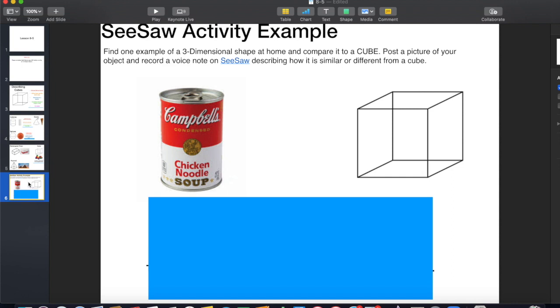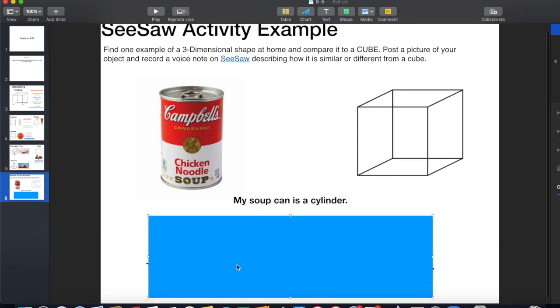Find one example of a 3-dimensional shape at home and compare it to a cube. Post a picture of your object and record a voice note on Seesaw describing how it is similar or different from a cube. So this is going to be your activity today. And if you have to go back and listen to the lesson to hear about the attributes again, that would be a great idea. So I found a can of soup in my cupboard, and I'm going to compare it to a cube. And this is just my example of the activity.